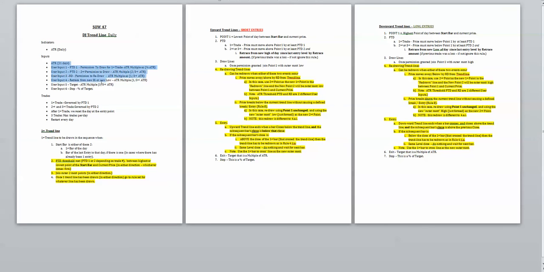The inputs, there are 6 of them. I'll go through them. And the trade rules. Specifically, we restart the trade every day. We restart the rule sets every day. There are a maximum of 3 trades per day.